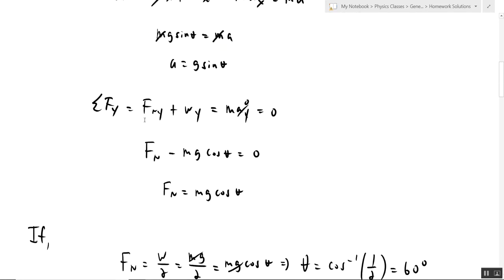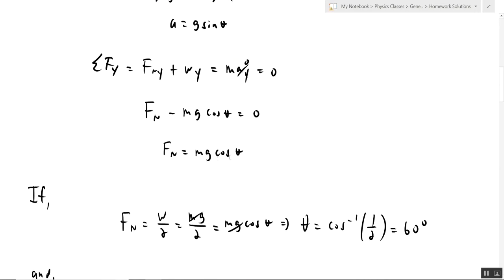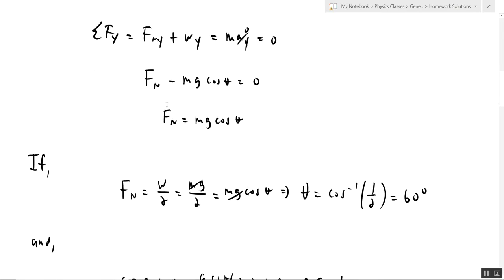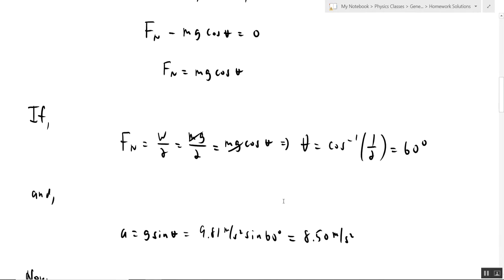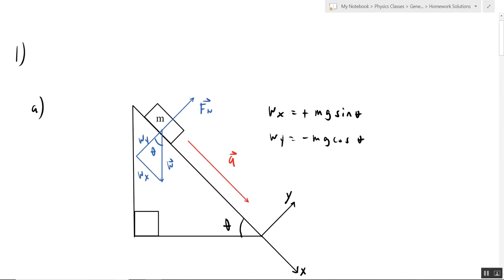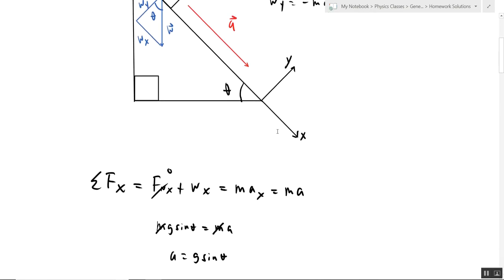So you get Fn minus mg cosine theta is equal to 0, because it's not coming off the incline. So Fn is mg cosine theta, and if the normal force is half the weight, then you set this equal to half the weight, which is mg over 2. The mass and g cancel out on both sides, and you just get the inverse cosine of a half, so it's 60 degrees. So basically, if this angle is 60 degrees, the normal force is half the weight.